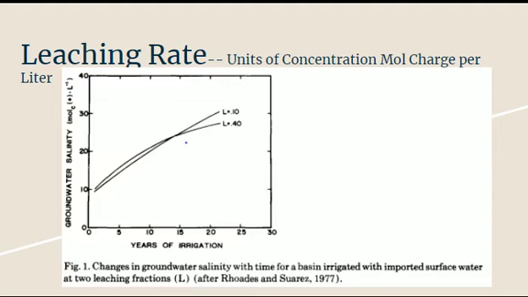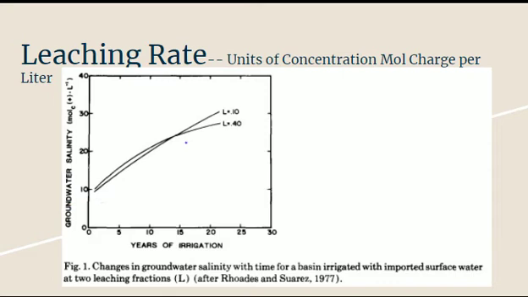So this first graph shows two different leaching fractions, the 0.1 and the 0.4. And the graph measures the salinity, measured in moles of charge per liter, over time. Now, a leaching fraction is defined as the ratio of the quantity of water that's draining past the root zone to that which has infiltrated into the soil surface. So basically, the higher the leaching fraction, the more excess water is used. Although you would expect that if the irrigation water was the cause of groundwater and soil salinity, the lower leaching fractions would lower the salt levels.